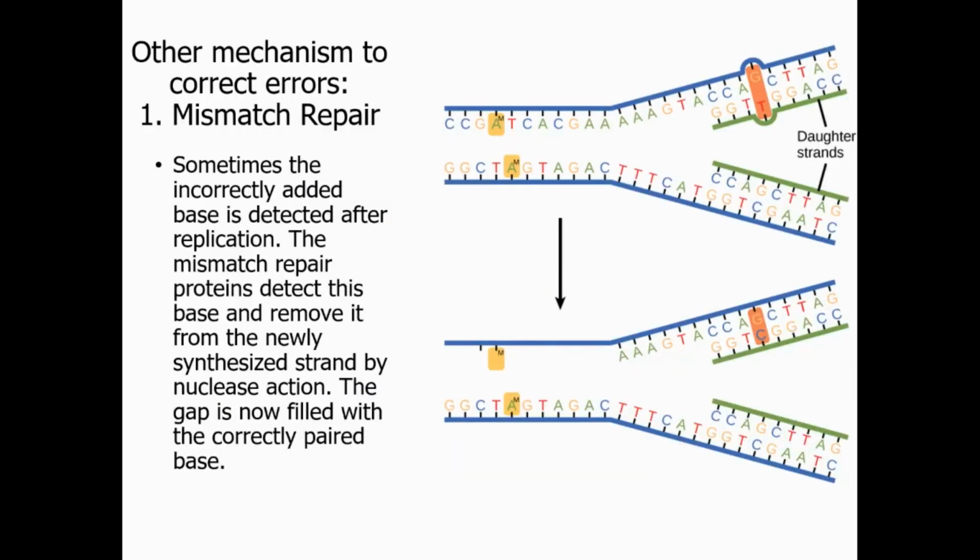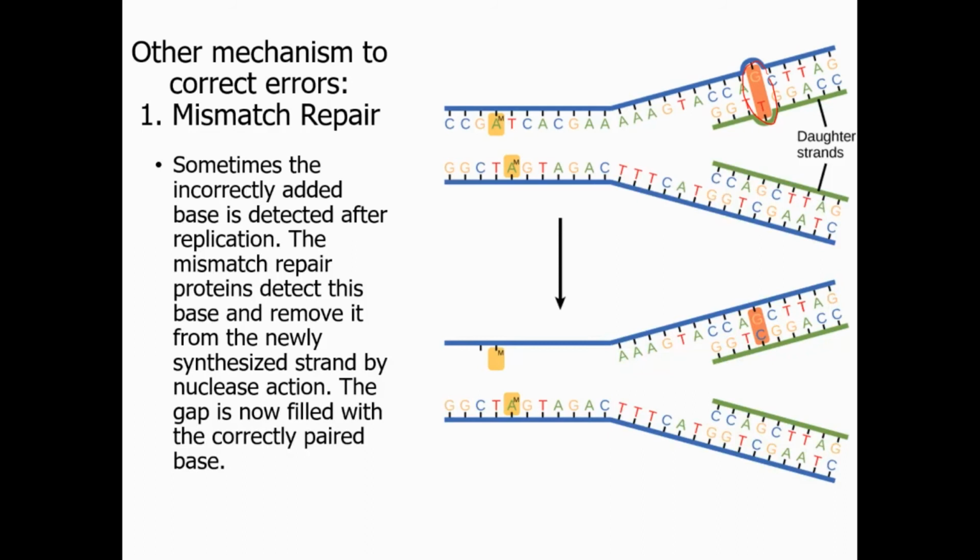Alright, there are some other mechanisms that you can use to correct the errors, and these mechanisms require different enzymes. The first one is called mismatch repair. Sometimes the proofreading may overlook some of the mistakes, right? So for example, over here you have a wrong base pairing, T pairs with G, but the enzyme didn't spot the error, so it stays.